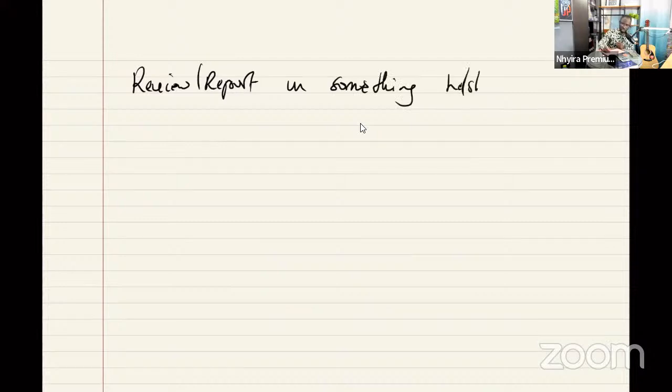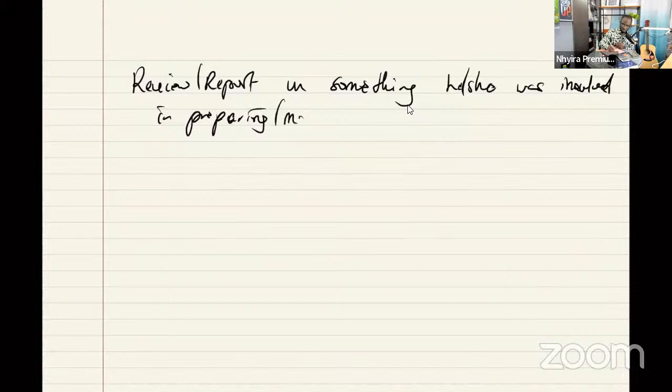Something he or she was involved in preparing or making. That is a self-review threat. That's a self-review threat in that particular case.